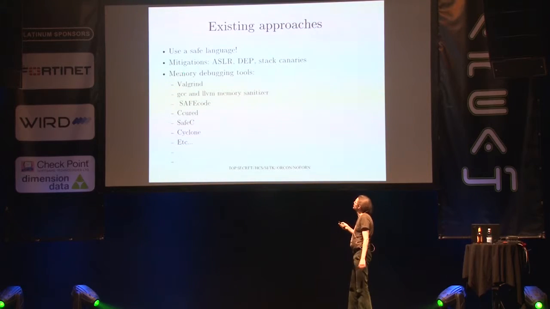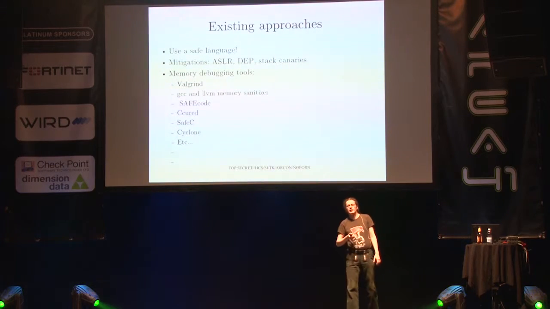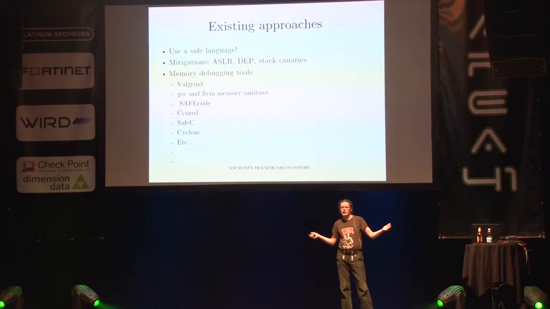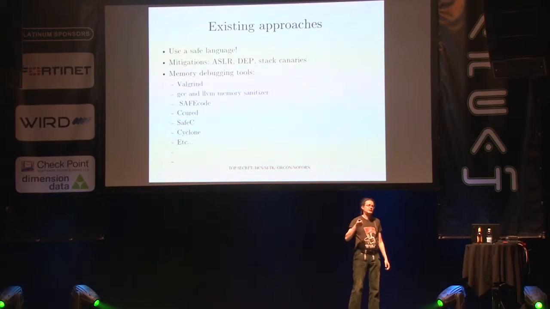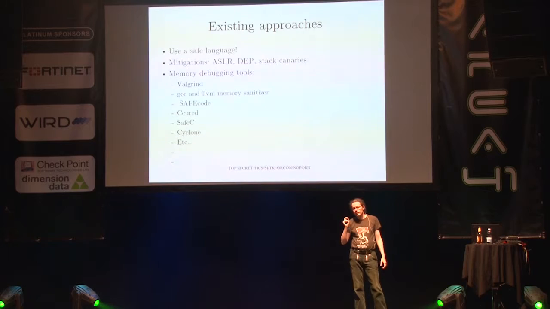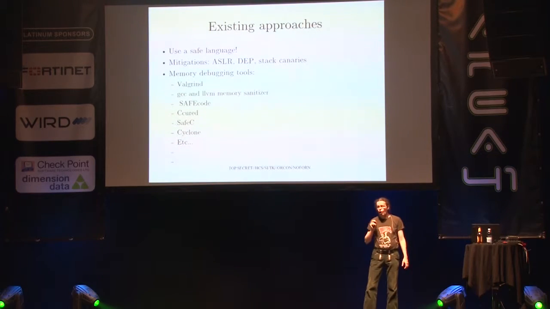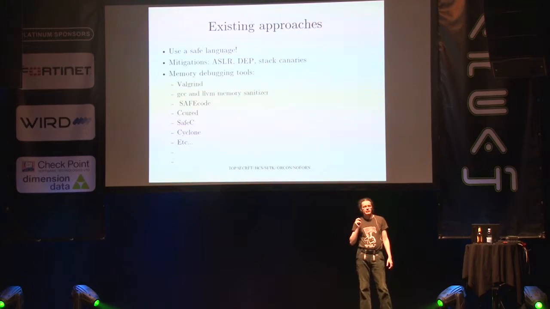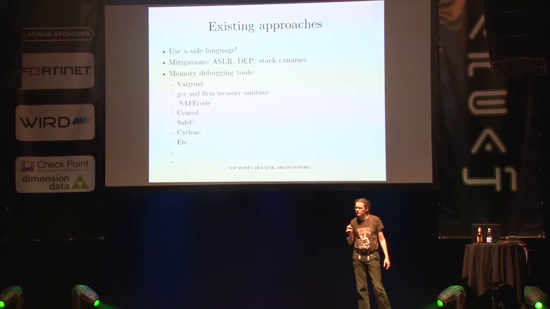So the next common thing people do is applying mitigations: address space layout randomization, data execution prevention, stack canaries. They all share the same trait. They don't prevent the memory overrun. They don't prevent you from writing to the wrong part of memory. All they do is give you a way to make life for the attacker more interesting, right?